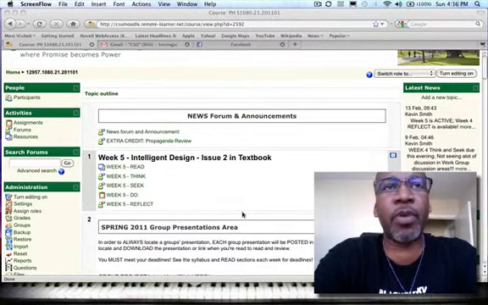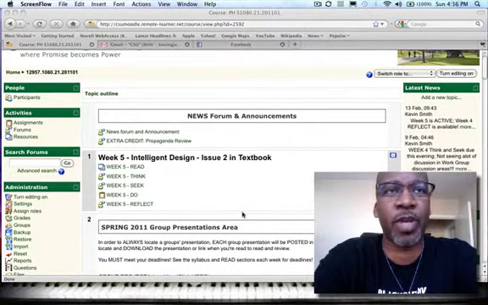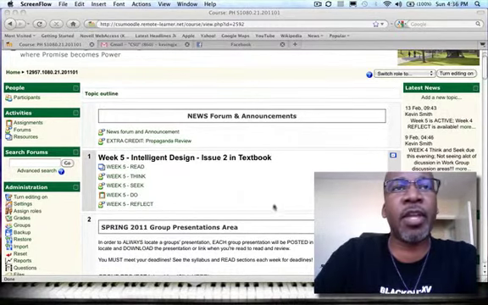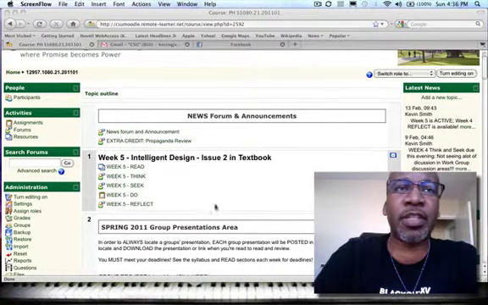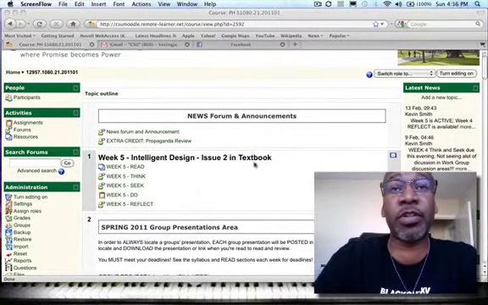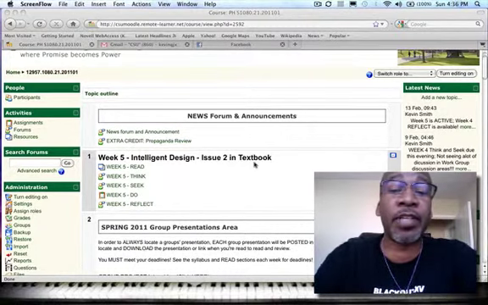I wanted to give you a brief overview reading for week 5. Let's start. At the beginning of your home page, you should have something similar to this. At the top, you should have week 5, Intelligent Design, Issue 2 in your textbook. So yes, if you don't have your textbook by now, you definitely need it for this week's activity.